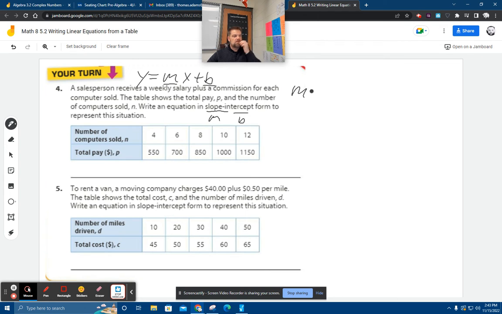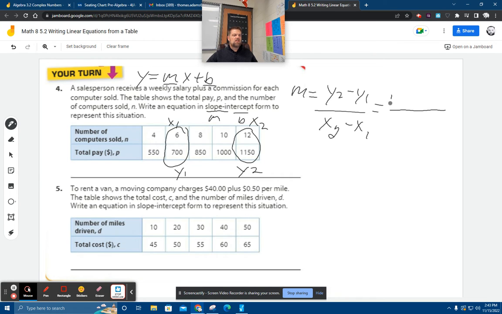So to find the slope, what's the formula? y sub 2 minus y sub 1 all over x sub 2 minus x sub 1. Now, earlier today, the other class said, Mr. Adams, does it matter which point you pick? No. I'm going to make this x1, y1, and I'm gonna make this one x2, y2. So when I plug this into my formula, what's y2? 1150 minus what's y1? 700 all over what's x2? 12 minus 6. So now, on your calculators, do Mr. Adams a favor and tell me, what's 1150 minus 700?